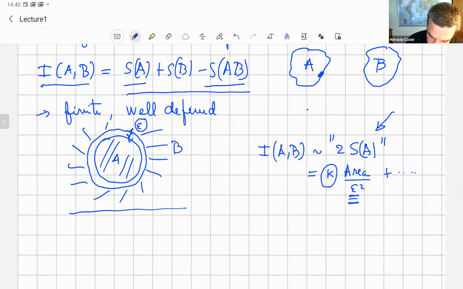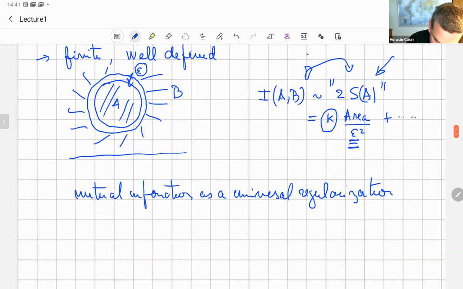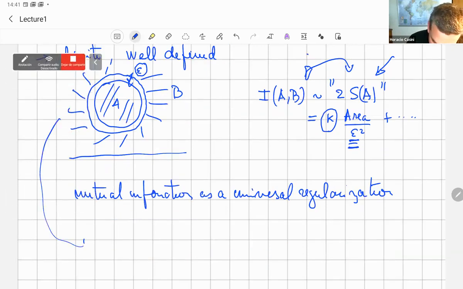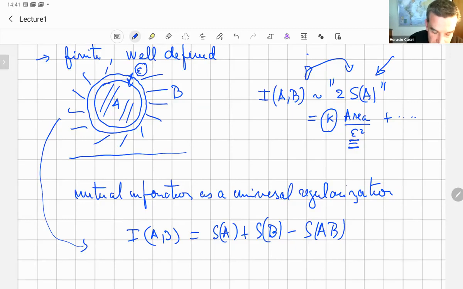And the idea, the heuristic idea behind this identification, like mutual information as a universal regularization, is that when you do this approach, you can say, well, as the two regions are somehow very near complementary to each other, this is equal to S_A. While this is the entropy of the full space, then I think there is no gap here. So you can say, well, heuristically, this is zero.